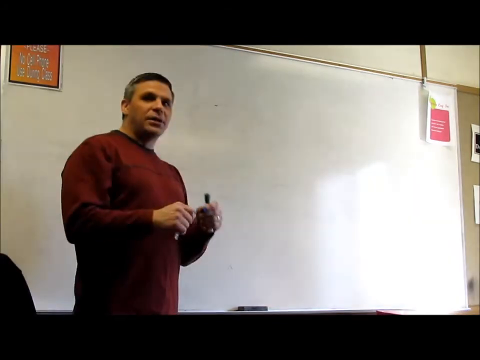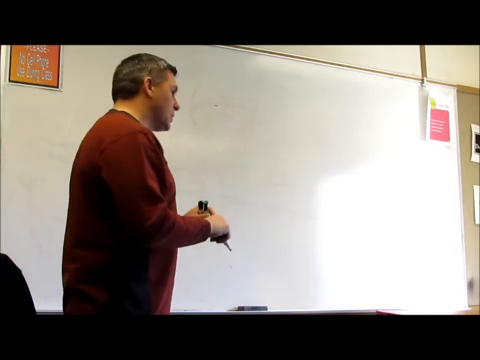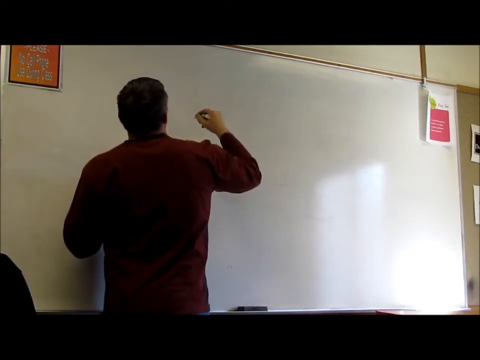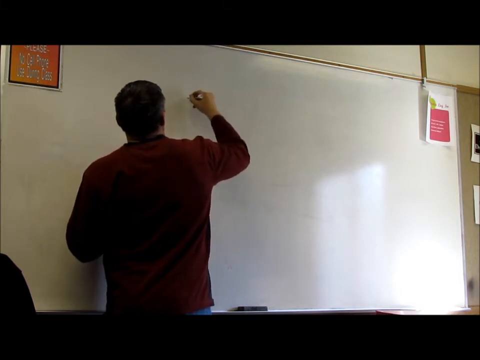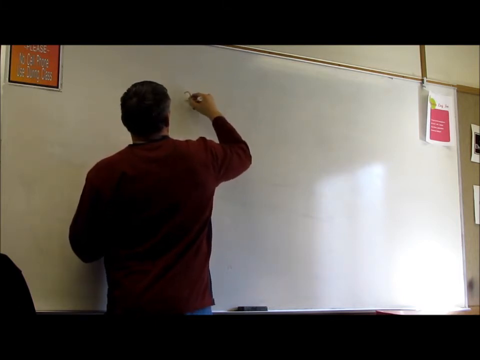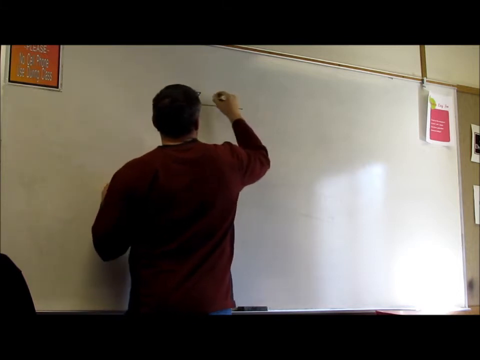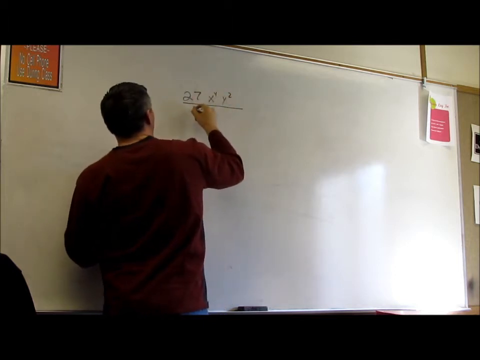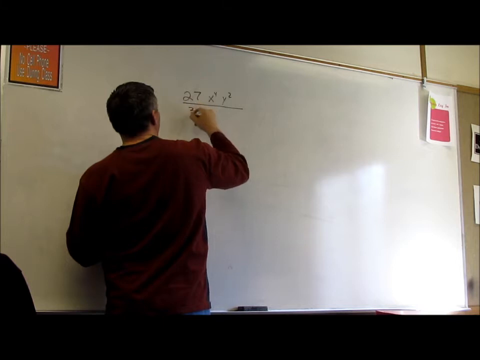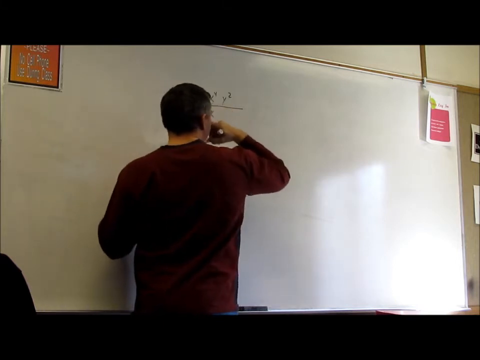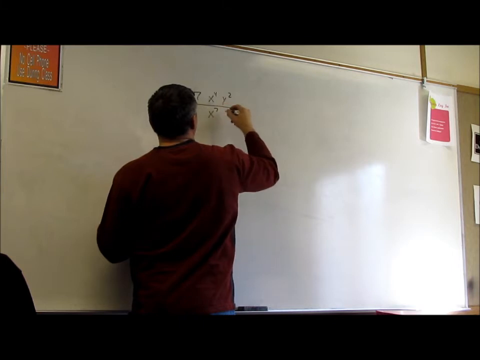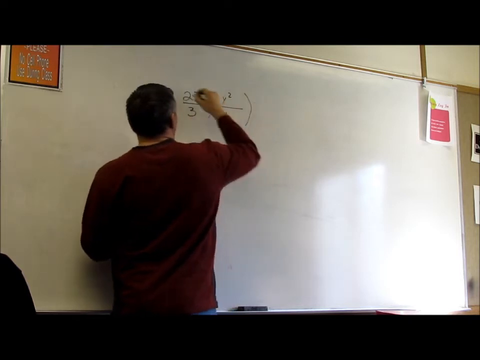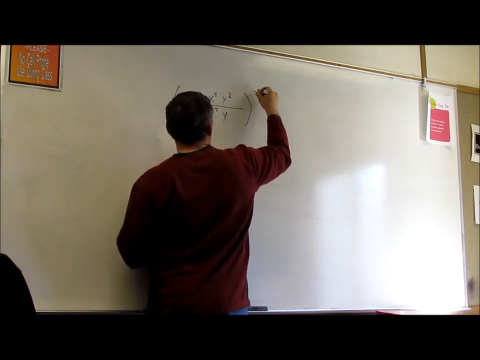Now we're going to show you another rule of thumb that's a little bit more complex. So, let's do this one. 27 x to the 4th y squared over 3 x to the 7th y, raised to the 2nd power.